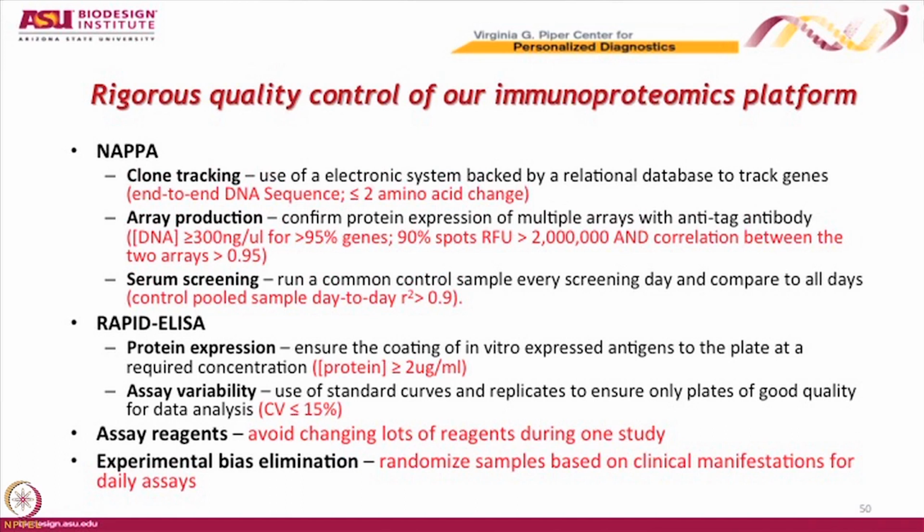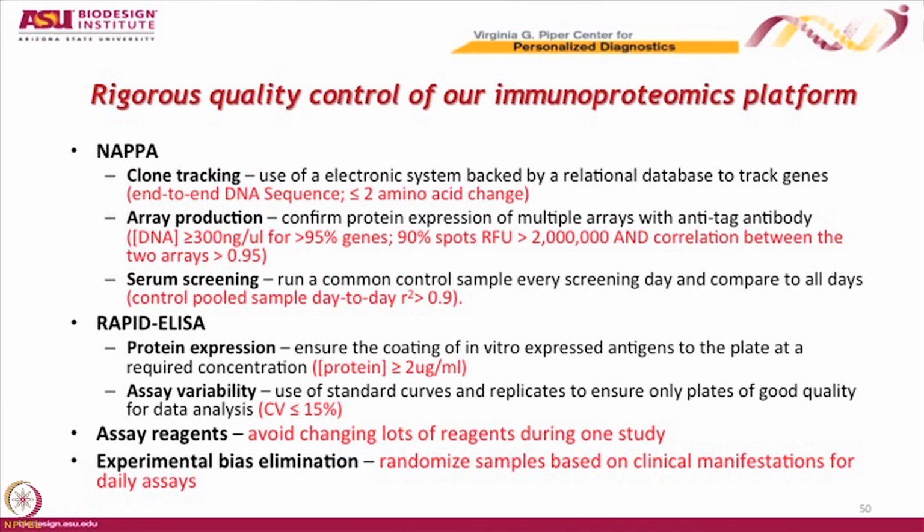Then when we print, we express the proteins and use an antibody, an anti-GST antibody, to make sure that there's protein present. And we ensure that 90% of our spots have more than 2 million relative fluorescence units on it. So this tells you that we have good protein levels.